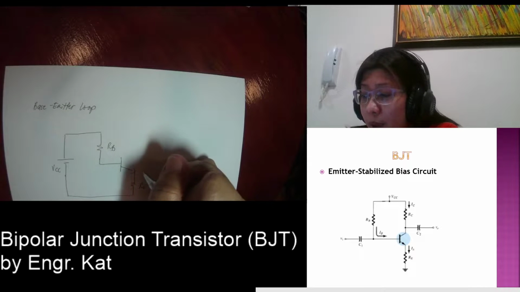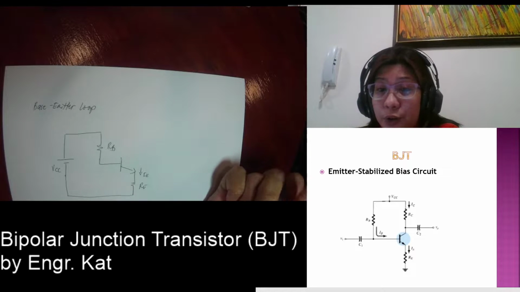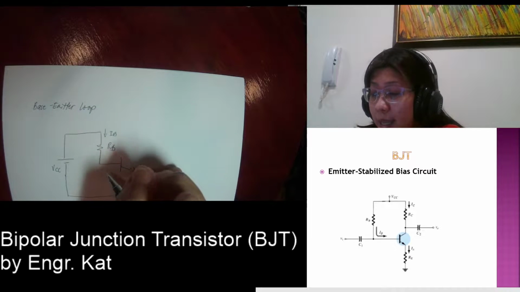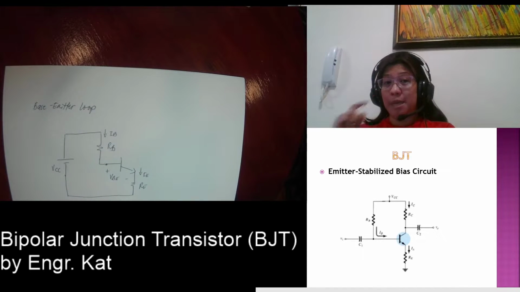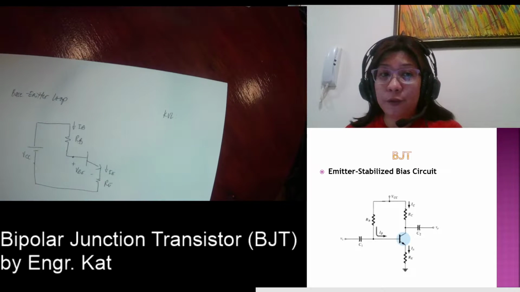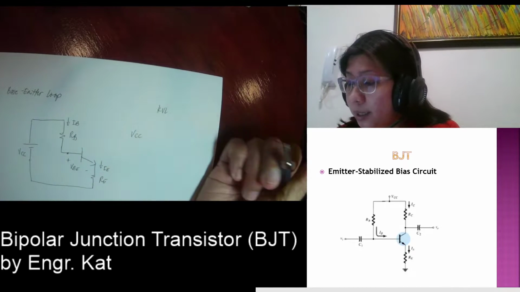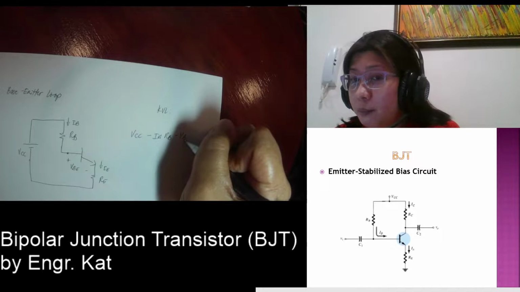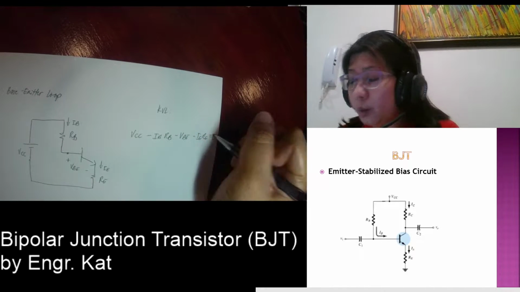Okay, so what we have here is the current flowing across our RE is your emitter current. The current which flows across your RB is your base current, and at this point you have your plus and minus VBE. Okay, so applying KVL, what do we have? By applying KVL, you have positive VCC minus IB RB minus VBE minus IE RE is equal to 0.